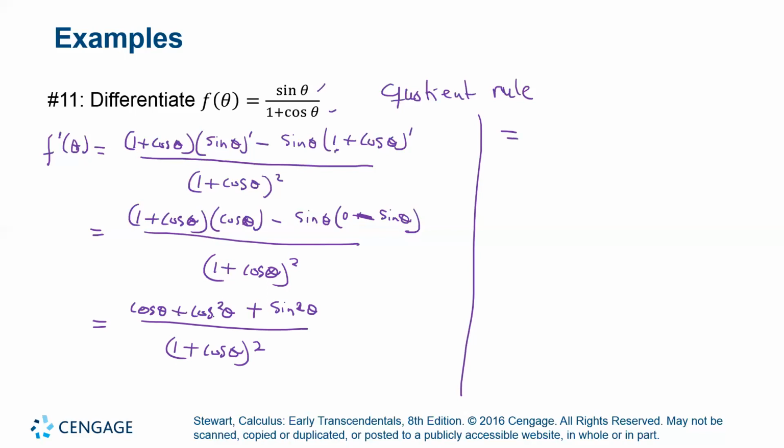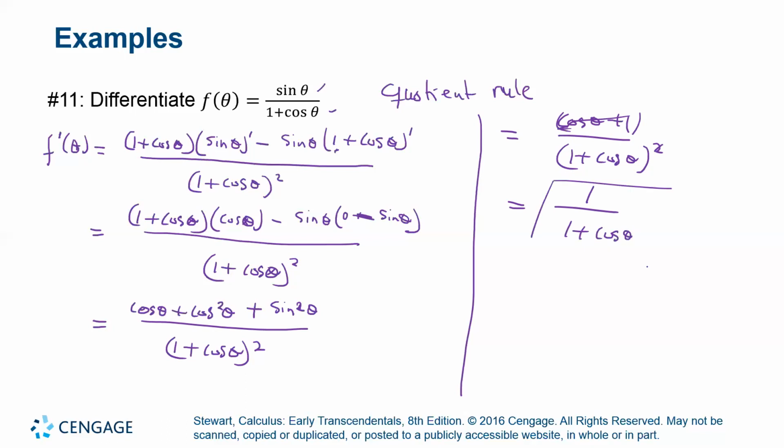Now look at the numerator. Cosine squared plus sine squared is 1. That is a trig identity. So the numerator is cosine of theta plus 1, divided by 1 plus cosine theta all squared. Now I want to see that 1 plus cosine theta is the same as cosine plus 1. So this will cancel one of them. So the answer is 1 over 1 plus cosine theta. That is your answer.